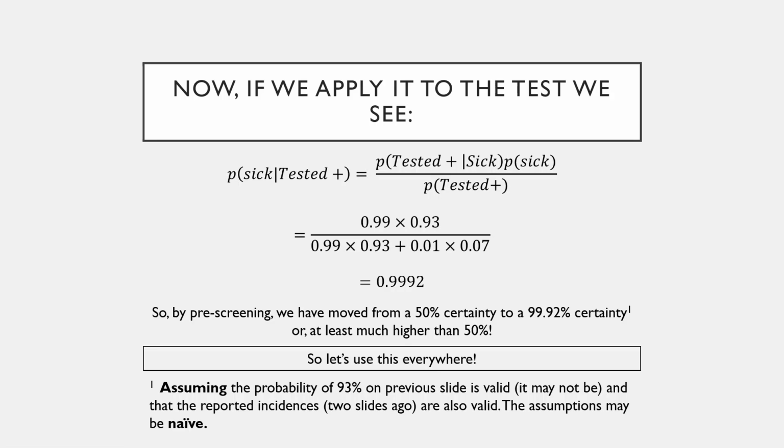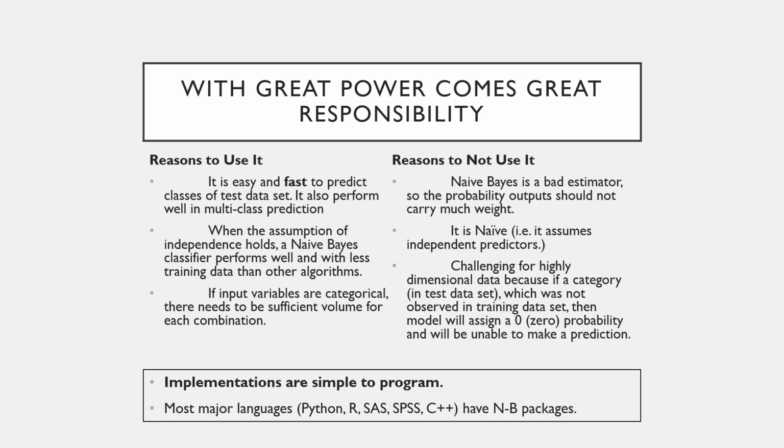So why don't we just use this everywhere? Well, there are a few cautions that I need to present for a naive Bayesian classifier. It is fast and easy to predict different classes on a data set. And when that assumption holds, naive Bayesian classifiers are excellent. However, it is a bad estimator overall. We cannot rely upon those probabilities. And with highly dimensional data, it's very, very challenging, because a particular category may have nothing in it.